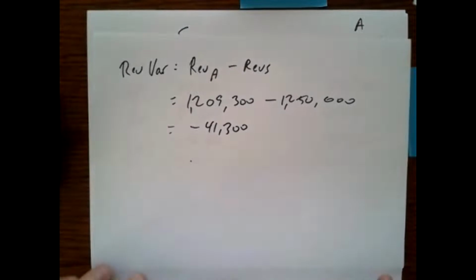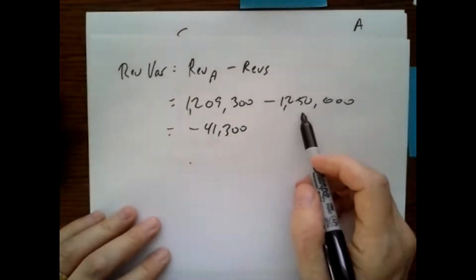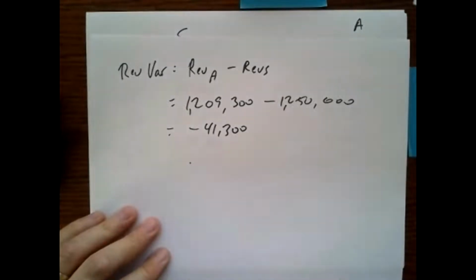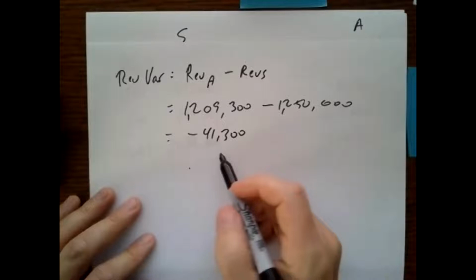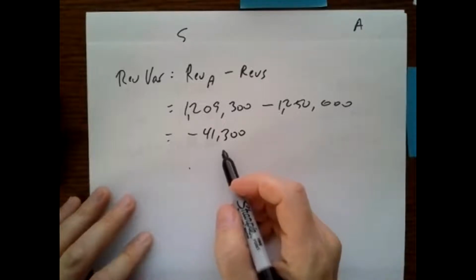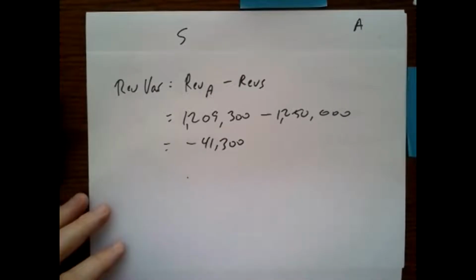So interpreting this, they thought they were going to earn 1.25 million. They actually earned 1.2 million. So they underperformed in terms of revenue by 41,300. So if we were looking at the profit variance, 41,300 of the profit would be explained by an underperformance in revenue.